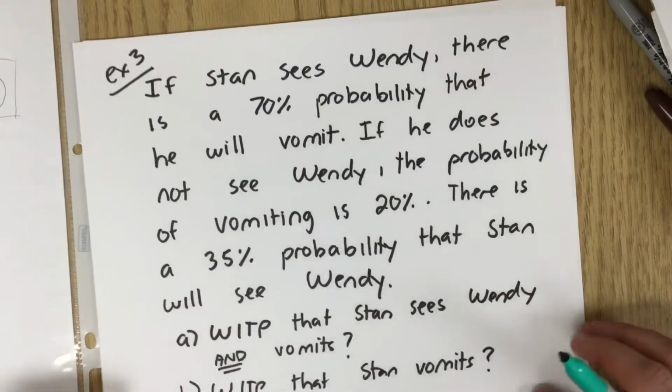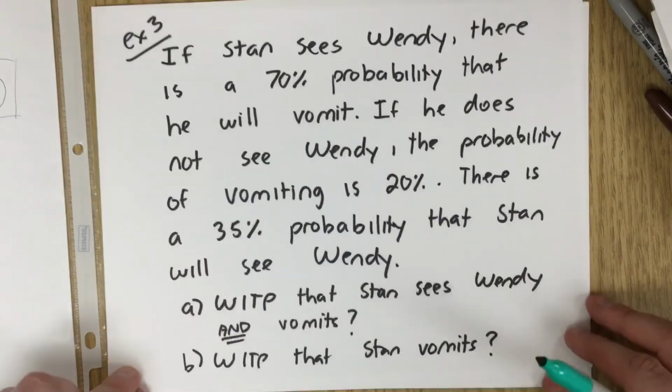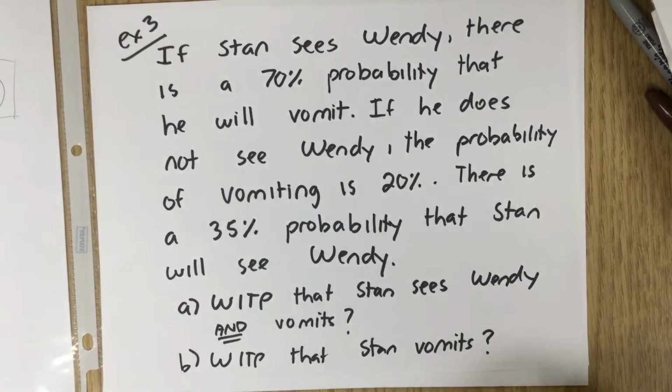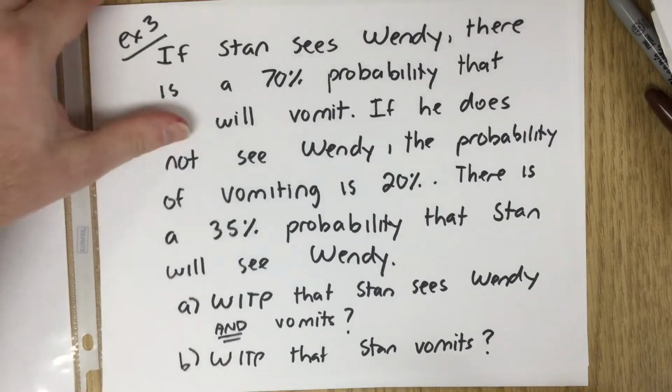Example 3. Pause it, write it down, but don't try to solve it. This one will be tough to solve. If Stan sees Wendy, there's a 70% probability that he will vomit. If he does not see Wendy, the probability of vomiting is 20%, substantially lower. There's a 35% probability that Stan will see Wendy. And so the question is, what is the probability that Stan sees Wendy and vomits? What's the probability that Stan vomits in general?